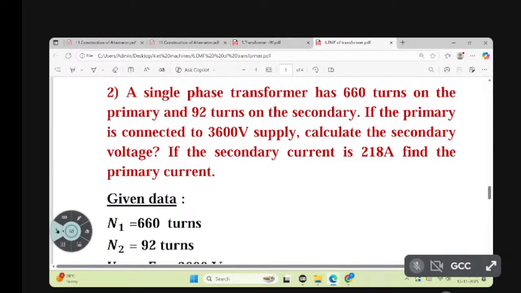Have you written this question? You solve. A single phase transformer has 660 turns on the primary and 92 turns on the secondary. If the primary is connected to 3600 volt supply, calculate the secondary voltage, that is V2. If the secondary current, that is I2, is equal to 218 amps, find the primary current. So you have to find out here I1 and V2.